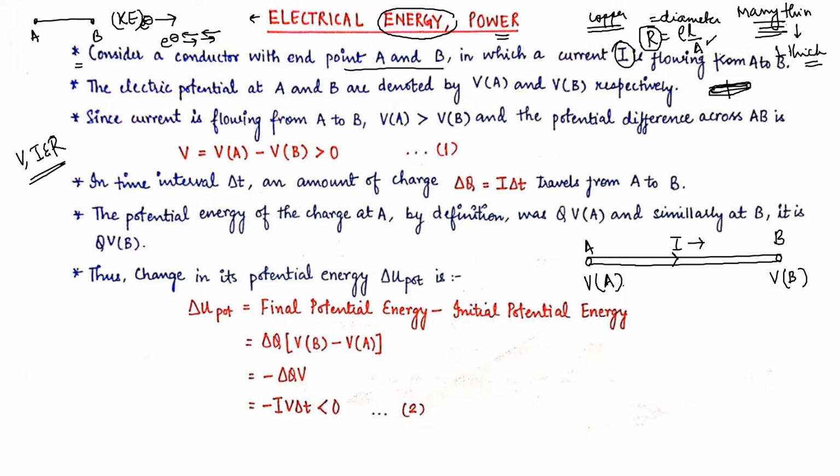Since the current is flowing from A to B, A has a higher potential than B, and the potential difference across AB is given by this equation: V equals V of A minus V of B. Because current is flowing, more charges are at A, hence they flow from A to B, because we have fewer charges over B, from higher potential to lower potential. That is a normal flow.